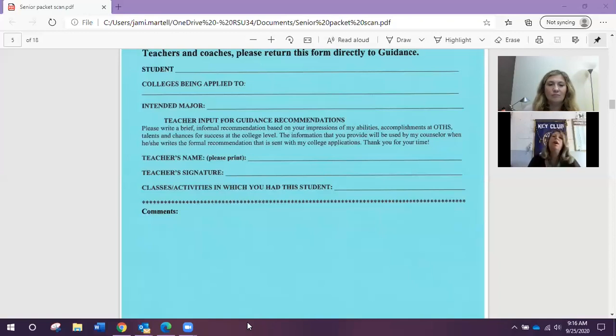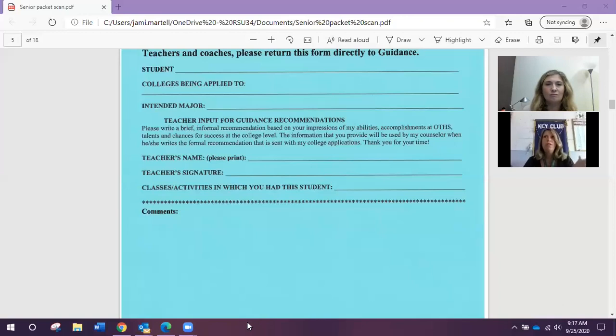One thing I do want to point out is that these blue sheet recommendations are very different than a letter of recommendation. These go directly to us. We're the only ones that see them, and we use them to write your letter. If one of your colleges needs an actual teacher letter of recommendation, that's something separate. You'll have to go to a teacher and ask, could you please write me a letter of recommendation? Blue sheet recommendations just go to us. A letter of recommendation is something you would request from the teacher in letter form.